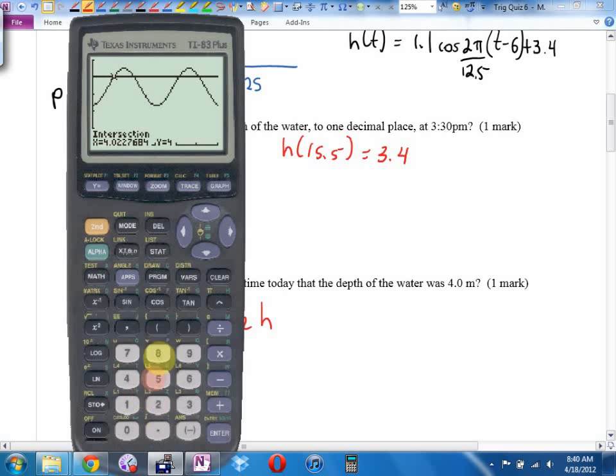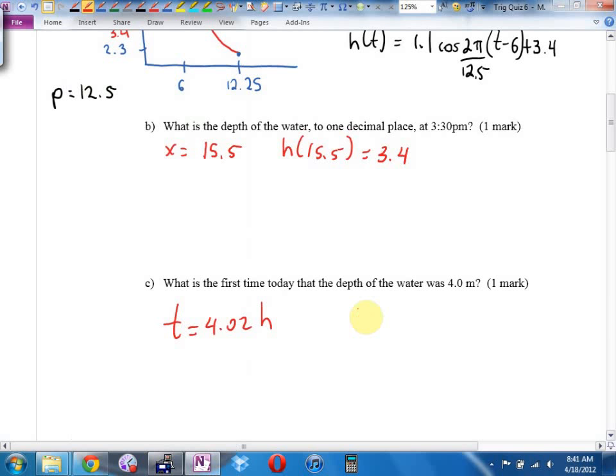But if you then went 0.0227 times 60, apparently 4:01 if you made it a time. 4.0 I'd take as well, because I did say to go to 1 decimal place in the first question. Any questions there? Cool.